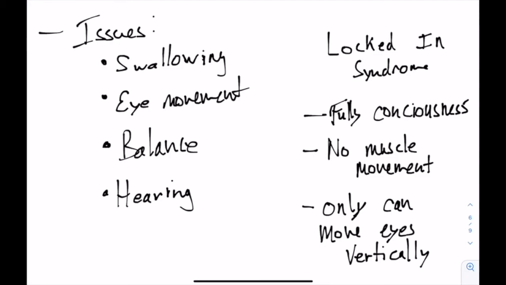One of the scarier things about a brainstem stroke is you can get what they call locked-in syndrome, in which case the patient is fully conscious, but they can do no muscle movement, and the only muscle that they can actually move is they can move their eyes vertically. They cannot do anything else.